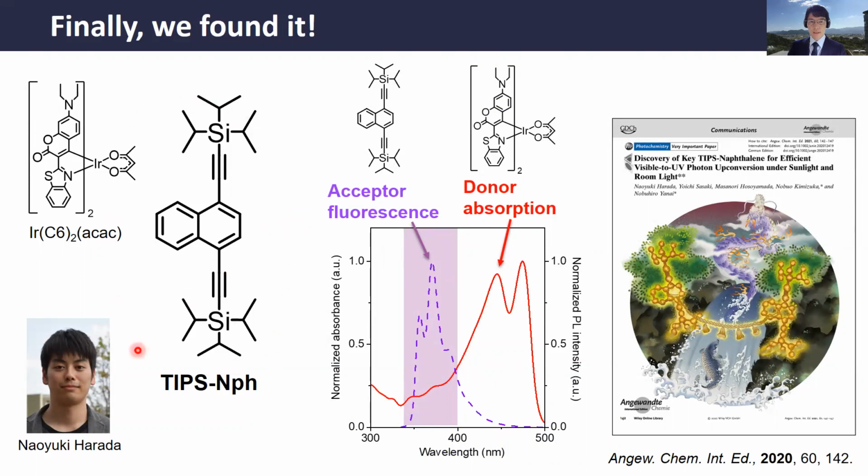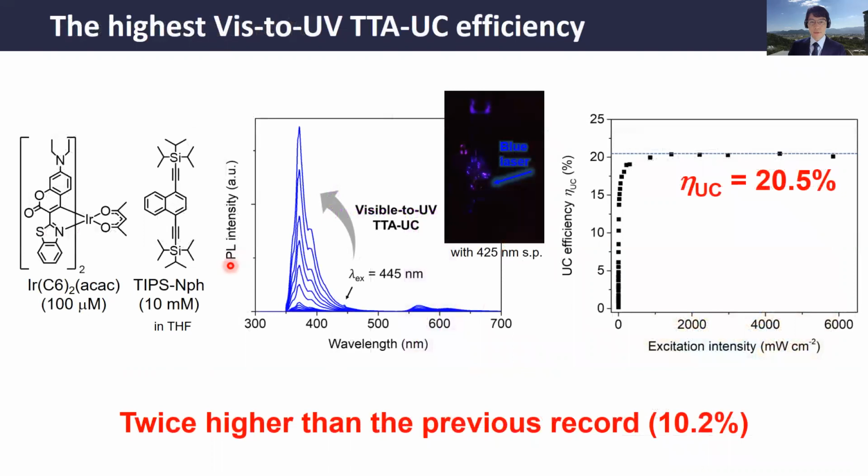And we found this acceptor, which we call tips naphthalene. It has a very low triplet energy that can be sensitized by this iridium complex, and it shows a strong UV emission. So with this combination of donor and acceptor, we achieved a very nice visible to UV upconversion with the highest efficiency of 20%. Actually, this is twice higher than the previous record of about 10%.